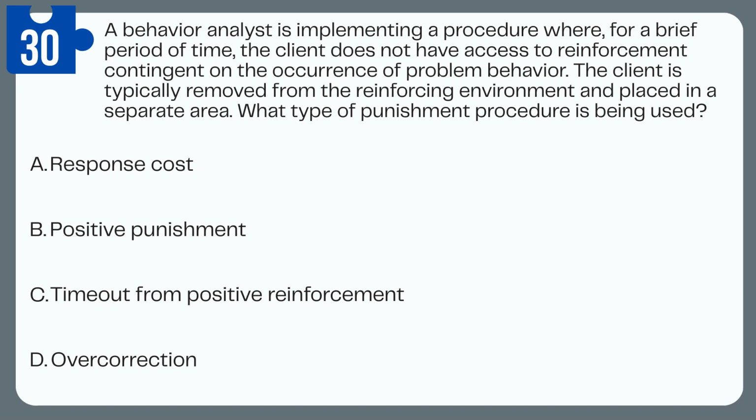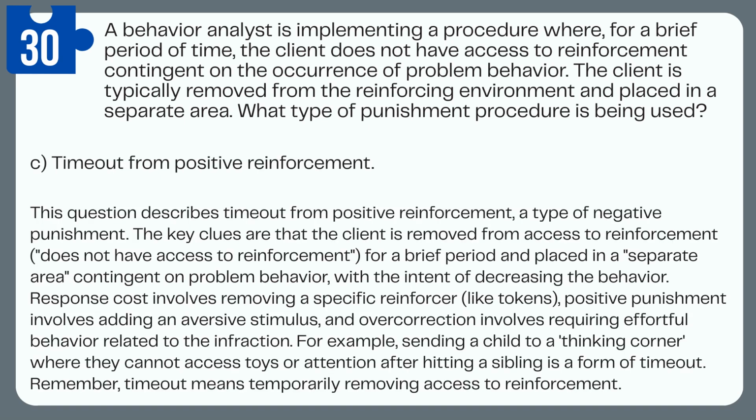Answer. C. Timeout from positive reinforcement. This question describes timeout from positive reinforcement, a type of negative punishment. The key clues are that the client is removed from access to reinforcement, does not have access to reinforcement for a brief period, and is placed in a separate area contingent on problem behavior, with the intent of decreasing the behavior.